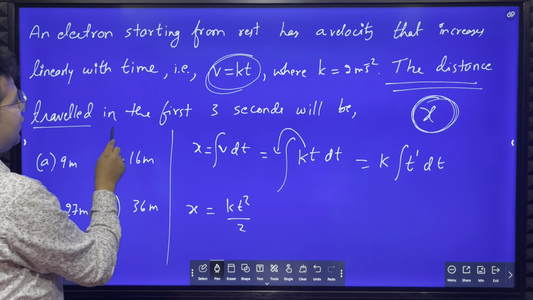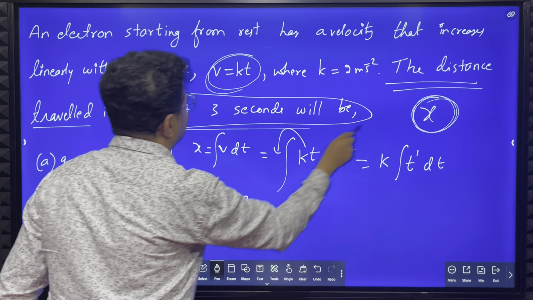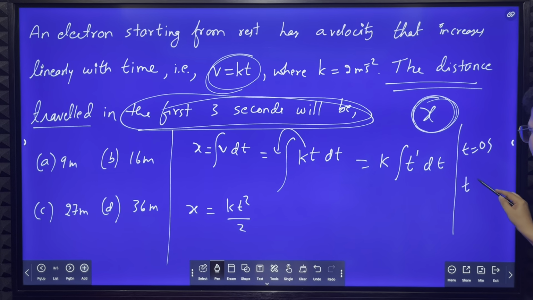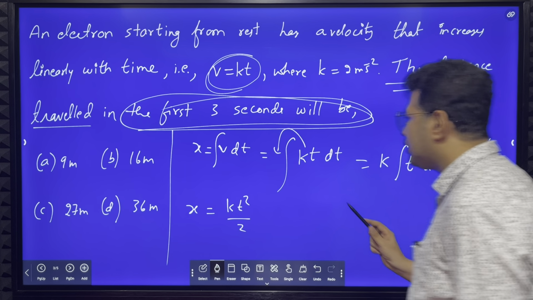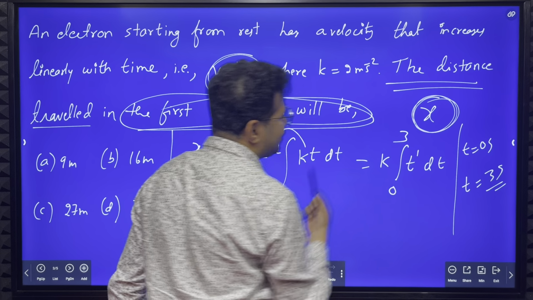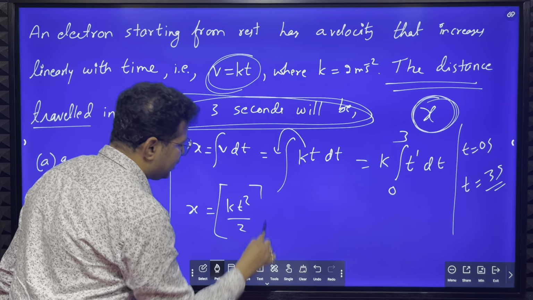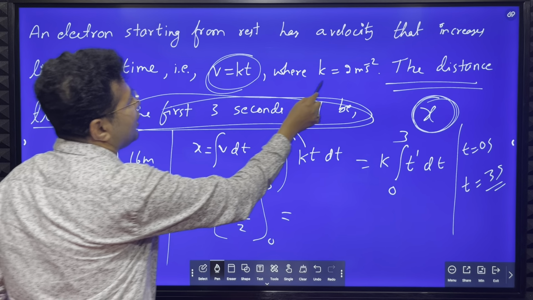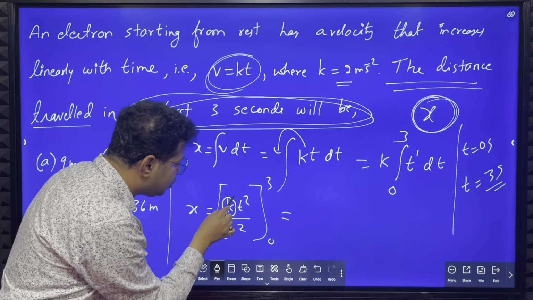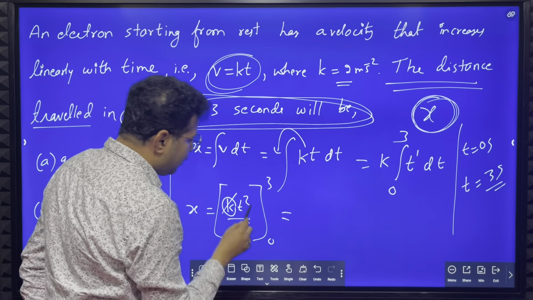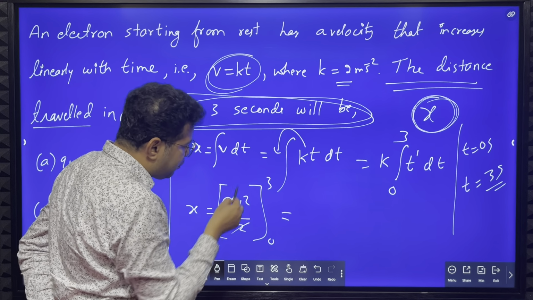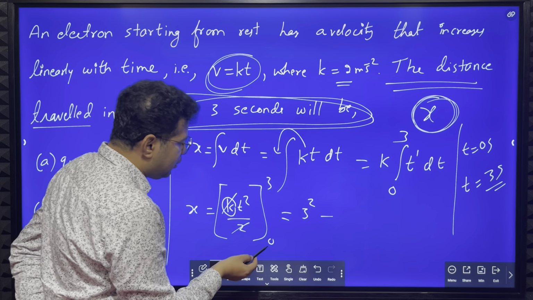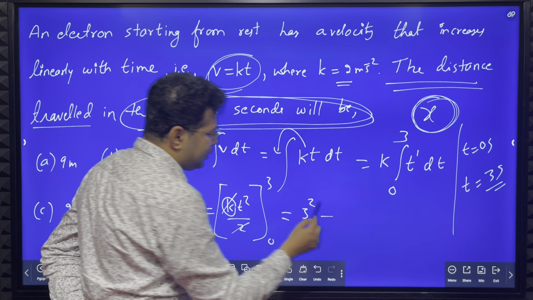The distance traveled in the first 3 seconds: first 3 seconds means initially t should be 0 seconds, finally t should be 3 seconds. So what are the limits? 0 and 3 are the limits. What is the value of k? The value of k is 2, so this 2 and 2 get cancelled. Now in the place of t, first you apply the upper limit, which gives 3 square. Then you put a minus symbol. Then in the place of t, you put the lower limit, that is 0.